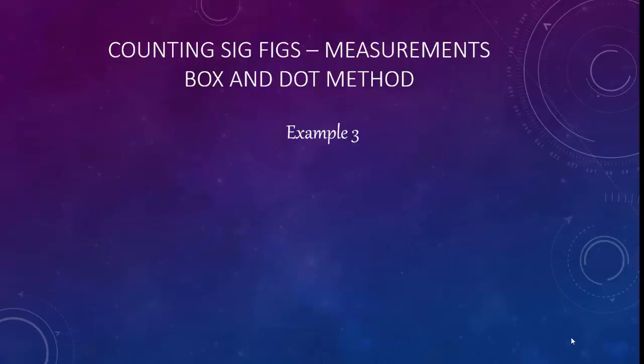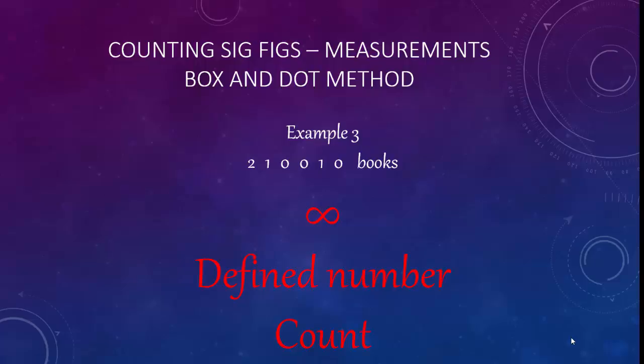One more example, and then this video will be completed. You've got 210,010 books. How many significant figures do you have? Stop, figure it out, come back, check it per the usual, and then we'll go over it. If you got 5 significant figures, you're wrong. The correct answer is infinite. This is a defined number because we counted the books. This is a count. Defined number, infinite significant figures.